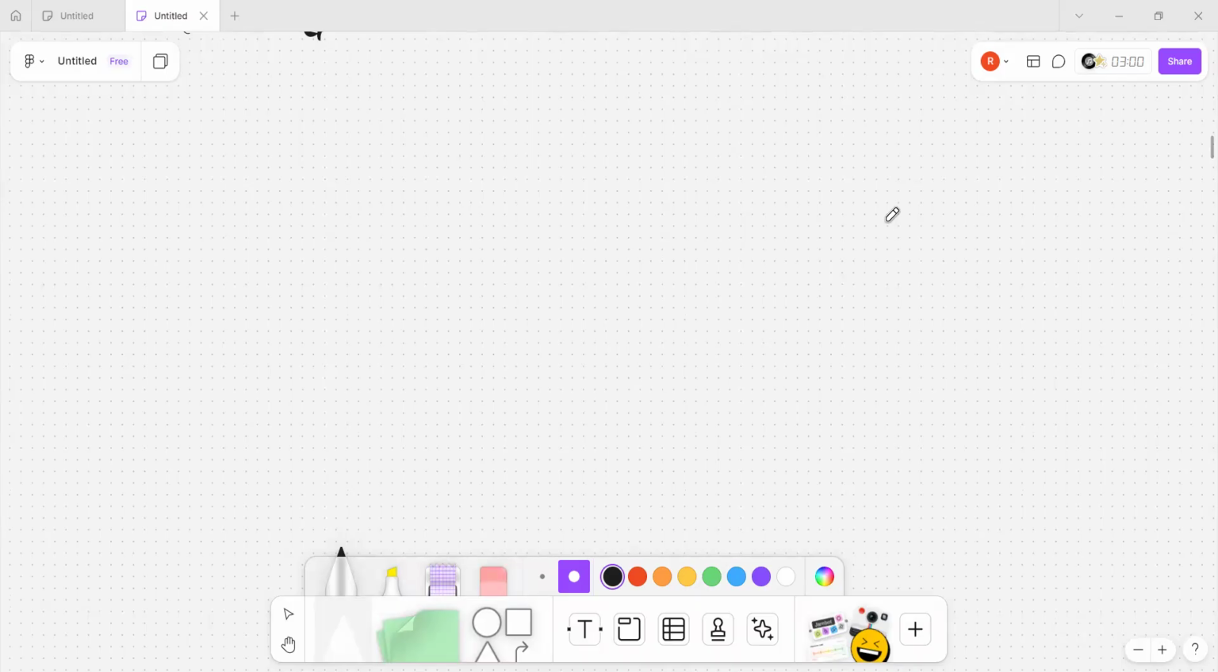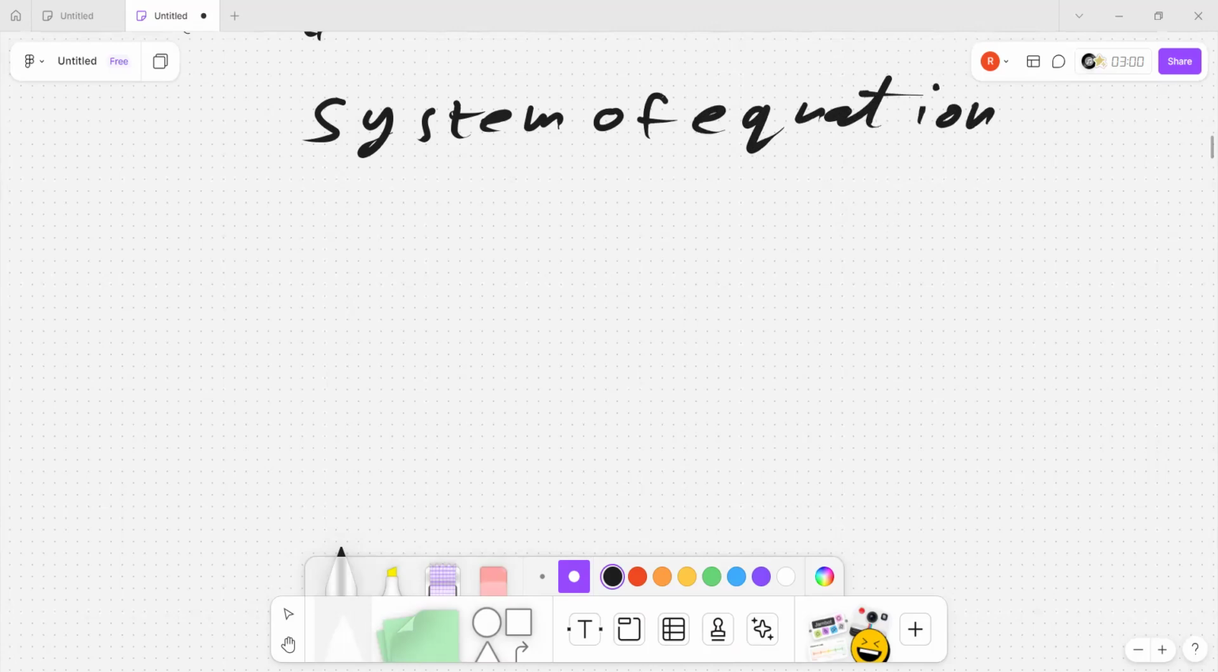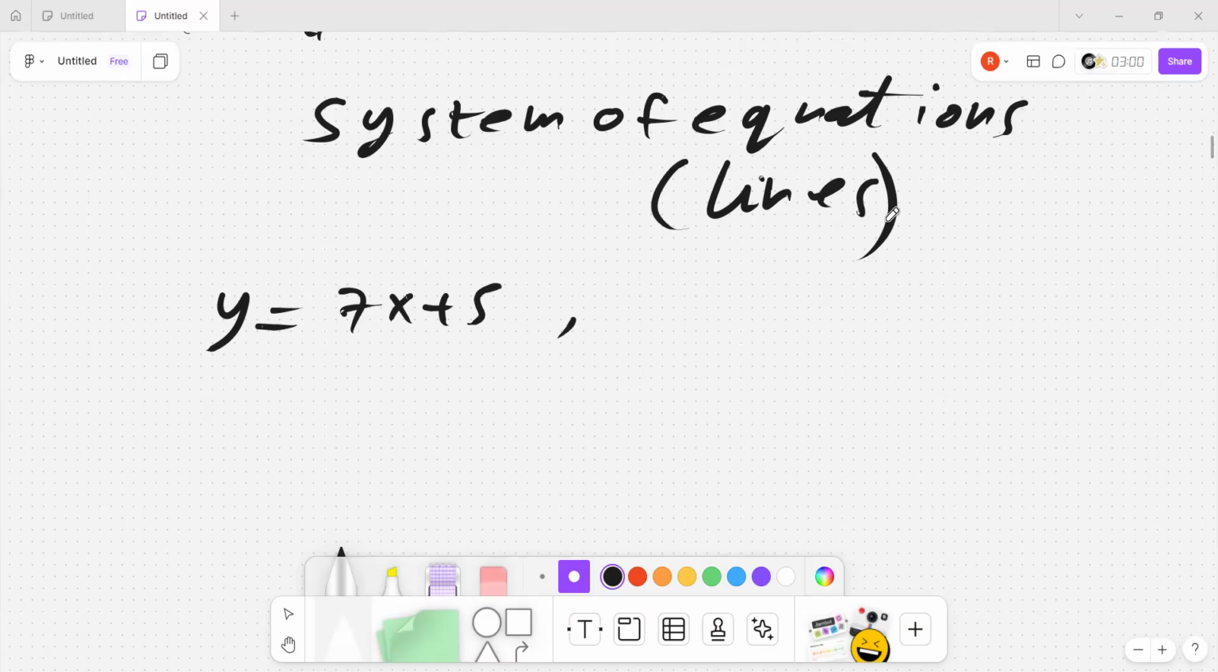Okay, next. System of equations, which are the lines. First, let's say that we have this equation, y equals 7x plus 5. Another equation of a line, y equals, let's say, x plus 3. So these two lines will intersect in a point. Its x coordinate and y coordinate are unknown, so we need to find it.